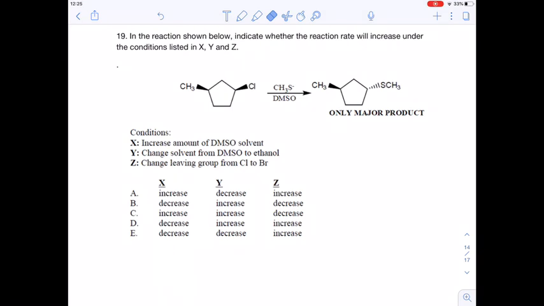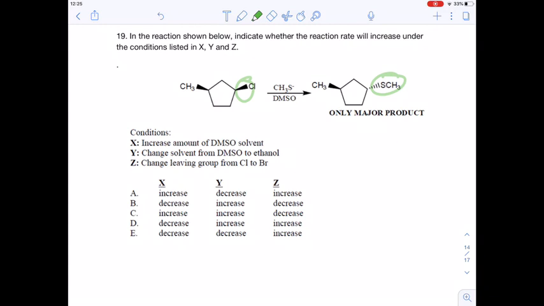Okay, so number 19 says, in the reaction shown below, indicate whether the reaction rate will increase under the conditions listed in X, Y, and Z. So very similarly to what we did in the last question, you want to distinguish whether this is an SN1, SN2, E1, or E2 reaction, right? So we're going to first compare the reagent and the products.